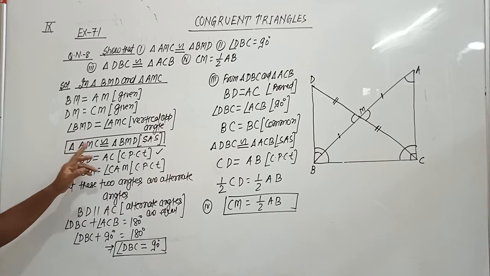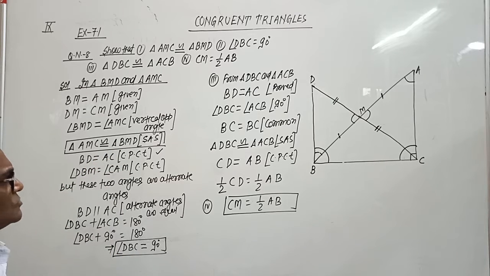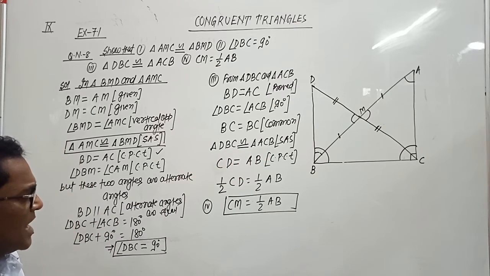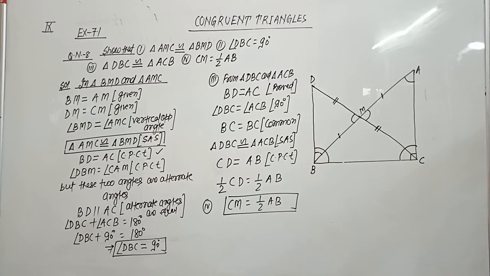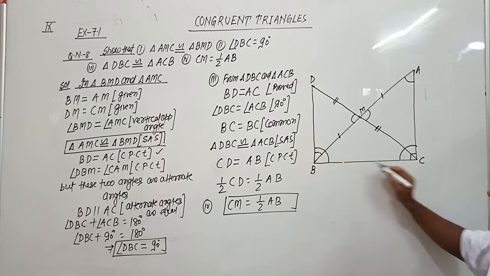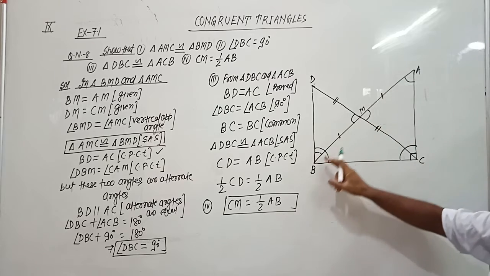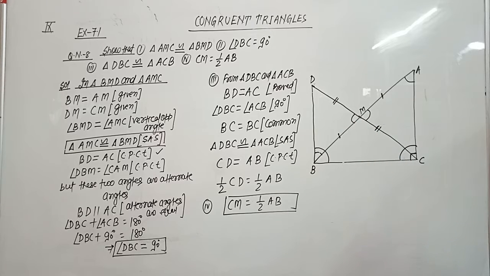So first part, triangle AMC is congruent to triangle BMD. Second part, angle DBC equals 90 degrees. Third part, triangle DBC is congruent to triangle ACB, and the fourth part, CM equals half of AB. So let us see once. In the question we are given a right triangle ABC with right angle at C. M is the midpoint of AB. It means AM equals BM.